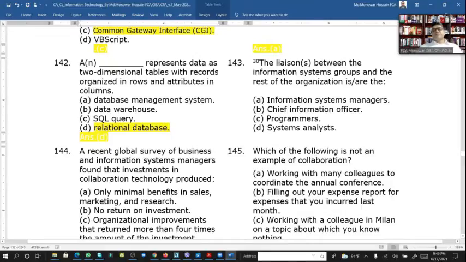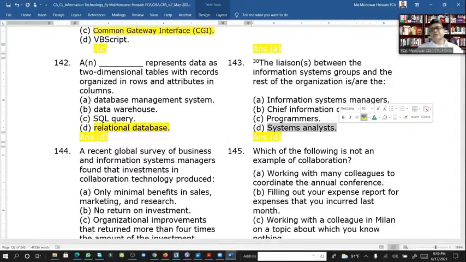The liaison between the information system group and the rest of the organization is or are: information system management, chief information program, systems analysis. What would be the answer? The answer is systems analysis. The liaison between the information system group and the rest of the organization is systems analysis.